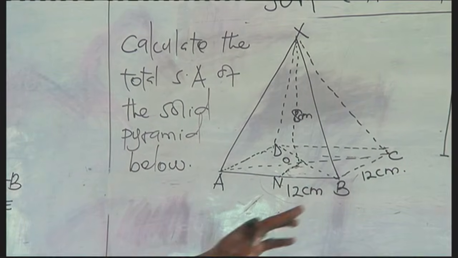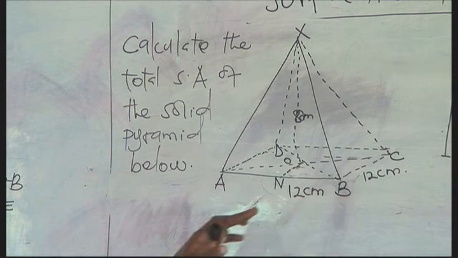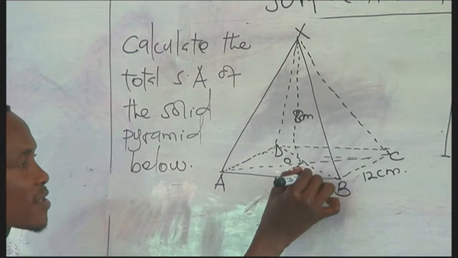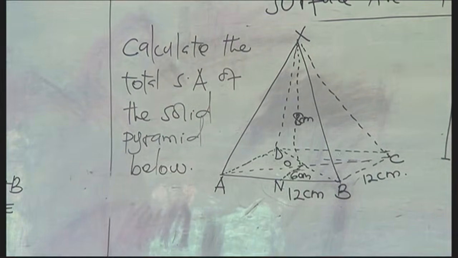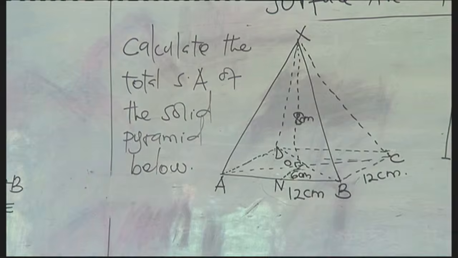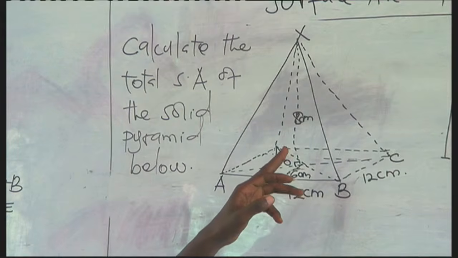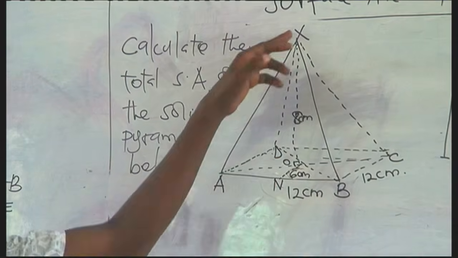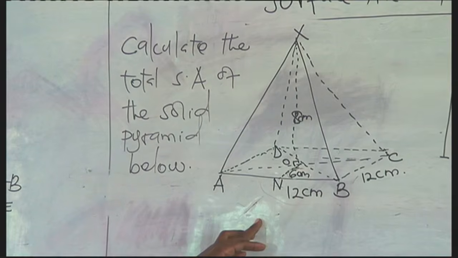So ON is a half CB, as we know. That means ON is 6 centimeters. So if ON is 6 centimeters and OX is 8 centimeters, then XN becomes the hypotenuse, because XO is a perpendicular height to the base. That means OX is the perpendicular, the right angle is at O. So if the right angle is at O, XN becomes the hypotenuse, as we did.